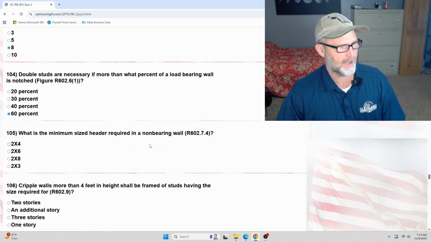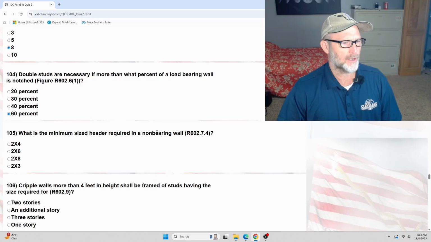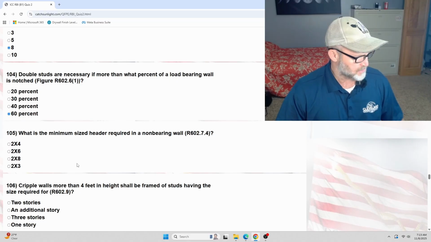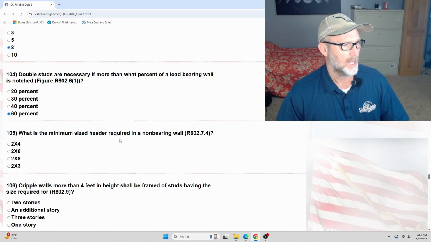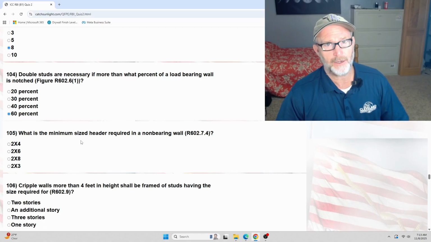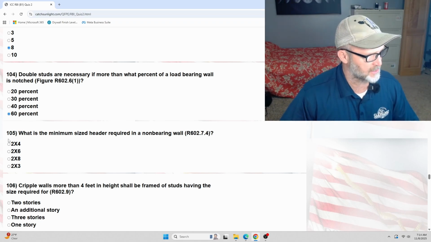All right, 105. What is the minimum sized header required in a non-bearing wall? So if you're doing a non-bearing wall, let's say you're on the gable side, you have a truss building, something like that, you're putting a header in for a window, you don't have to follow the header tables for that. What you need to do is recognize there's no load on that, so you can get away with something else here, and it gives you the span and stuff.